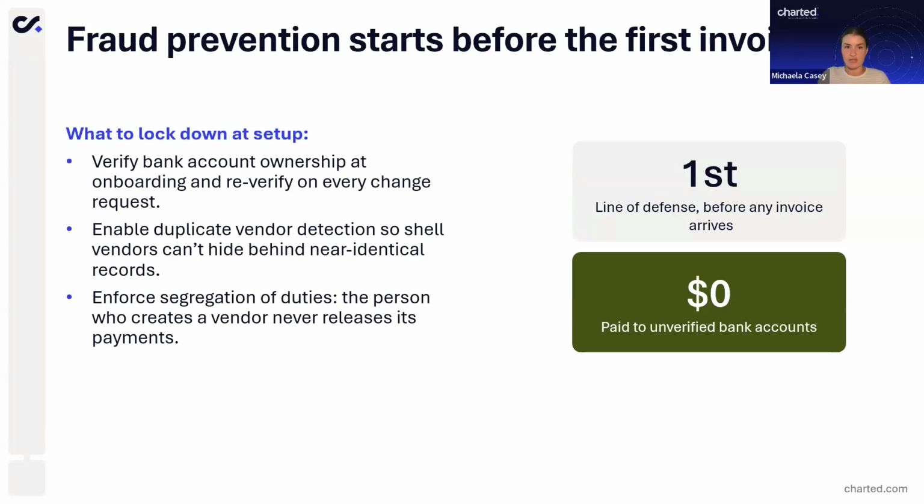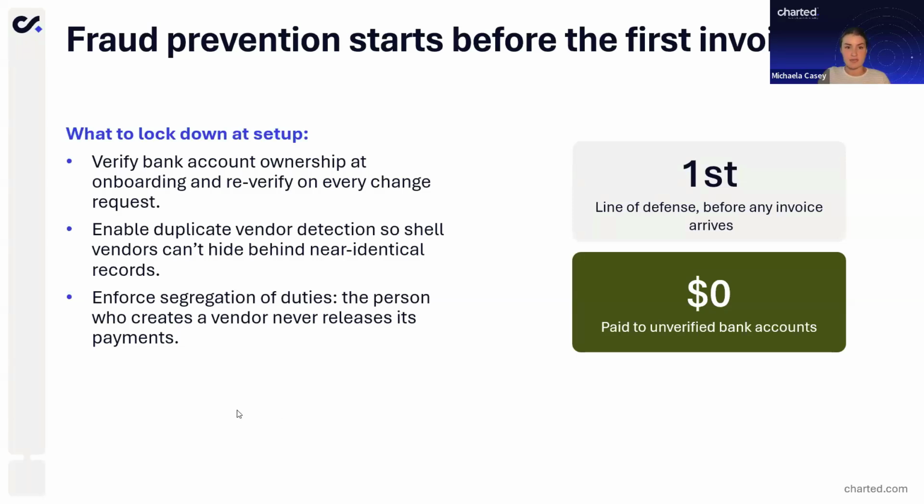So three things we recommend locking down at setup. First of which is verifying the bank account ownership. At onboarding, and again at every change request, the urgent bank update email is one of the most common and expensive attacks in AP today. And that verification on change can help businesses significantly to prevent this from happening.